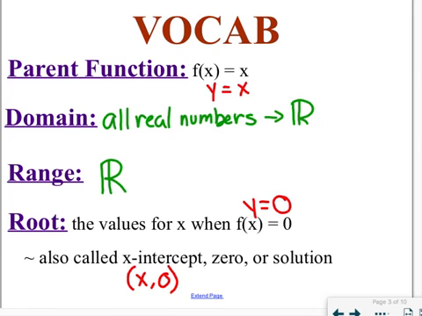It can also be called the zero of the equation, and it is most commonly referred to as the solution of the equation. So those four words are interchangeable. Your book will use them interchangeably. I will most likely call it the x-intercept or the solution, but your book in this section focuses on calling it the root.